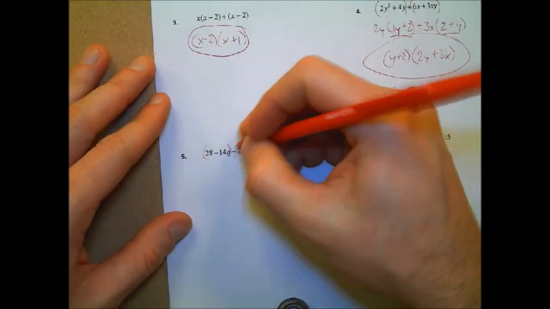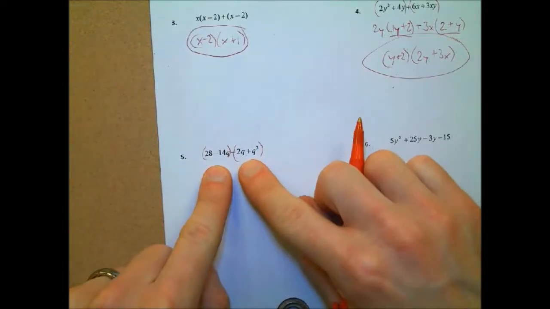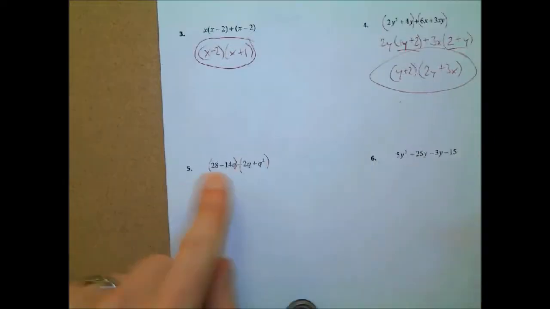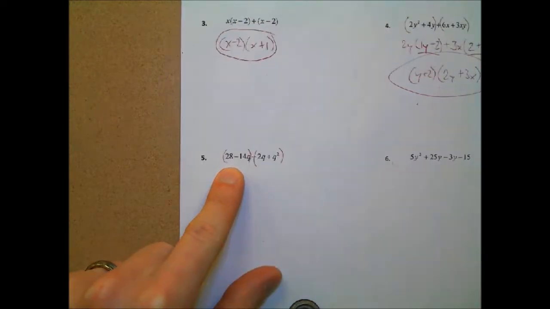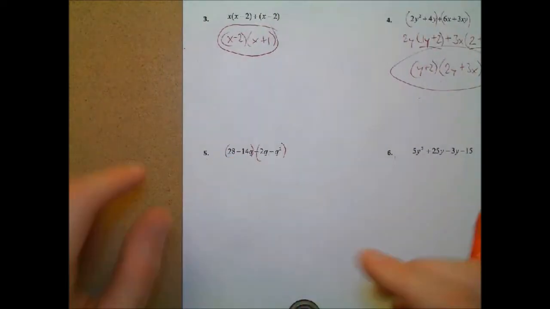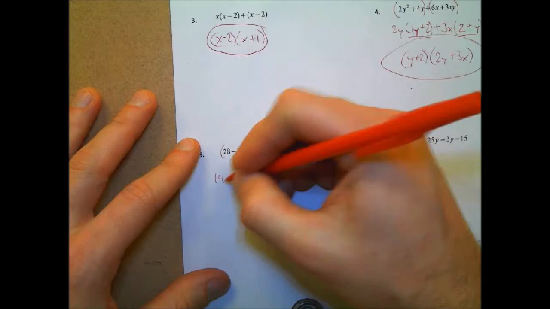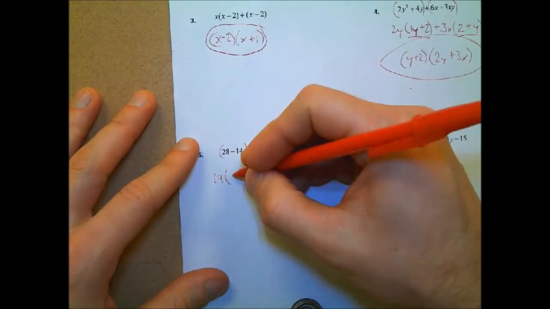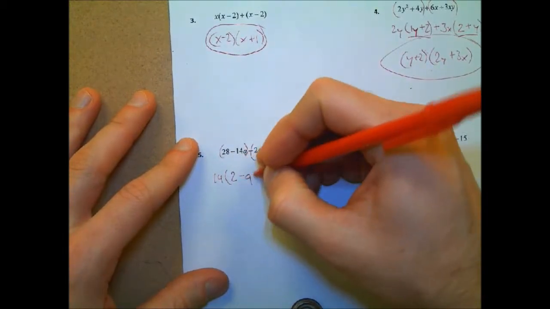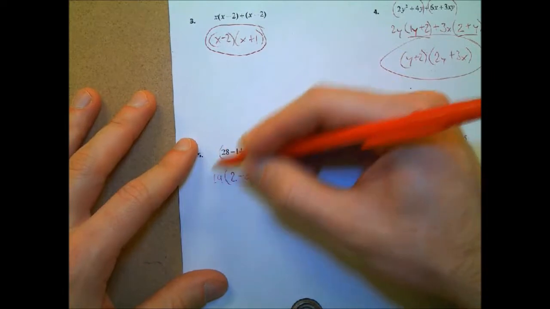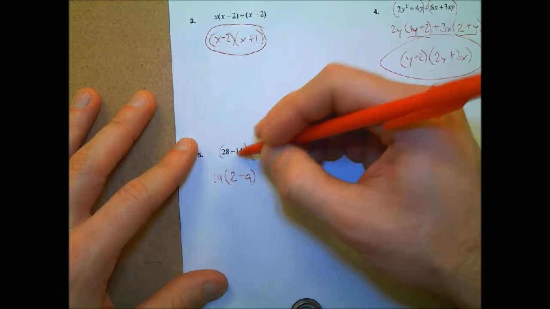Okay, so again, put your grouping symbols around your parts here. All right, the first set right here, Liv, what can we factor out from here? A 14, very good. Okay, 28 divided by 14 is going to give us 2 minus q. So take out the 14 from 28, you're left with a 2. Take out the 14 from 14q, you're left with a minus q.